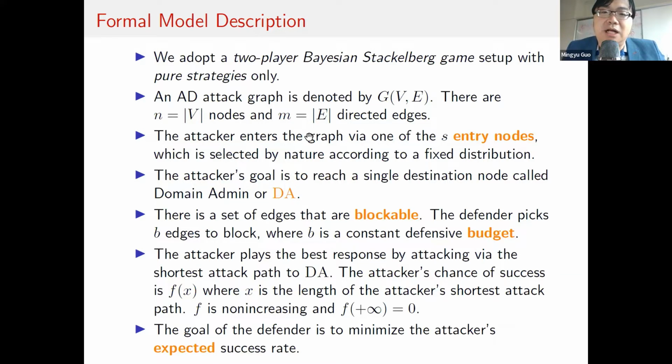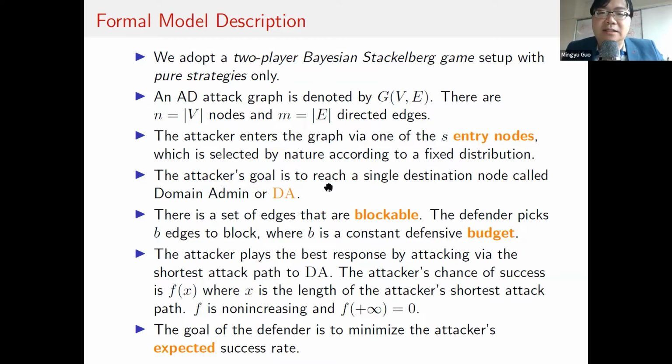The attacker would enter the graph via one of the S entry nodes, and the entry node is selected by nature according to a fixed distribution. This models how the attacker enters the network, often via a phishing process. The attacker would, for example, send out mass email to a whole bunch of accounts, and eventually one would take the bait and click some link. That's how the attacker reaches one entry node, according to some distribution determined by nature.